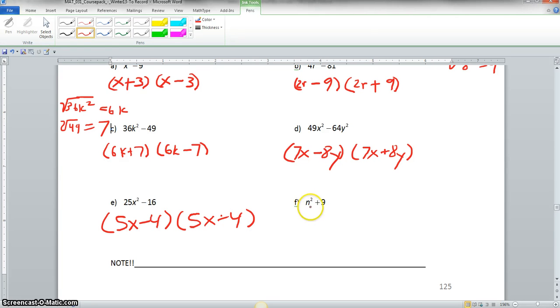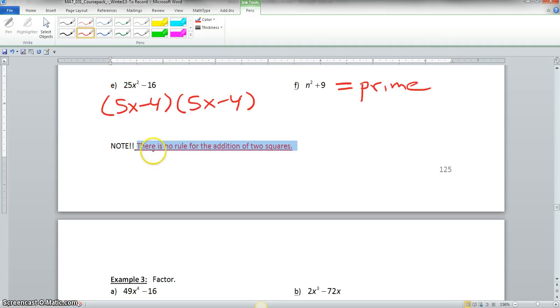Now we come to f. Now this time we have the addition of two squares. There is no factorization for the addition of two squares, so the factorization of n squared plus 9 would just be prime, because there's nothing more we could do with that. And what you could write down here for a note is that there is no rule for the addition of two squares. Now I typed this in here for you to write it down. So you could just put that in your notes.